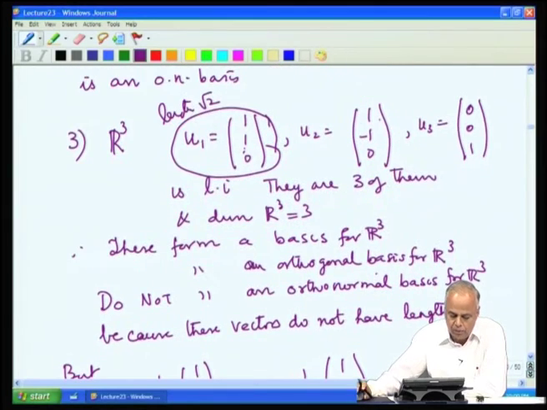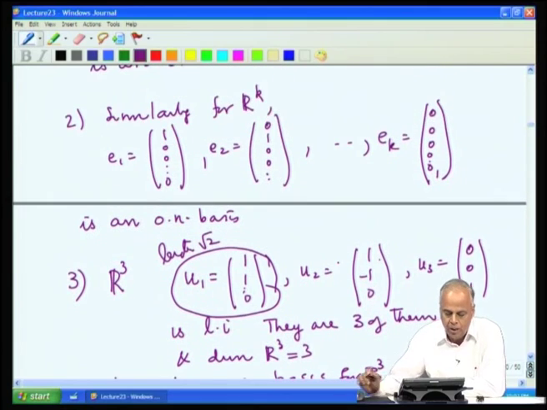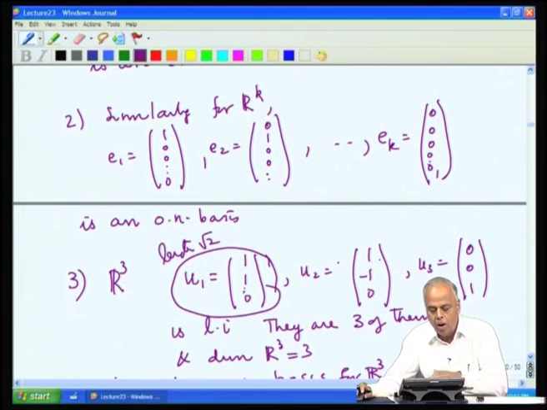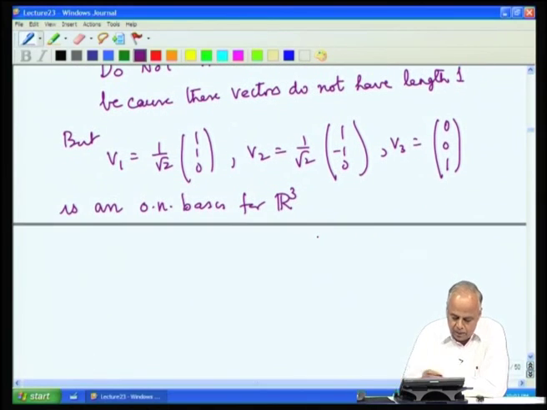So, even though the original vectors u 1, u 2, u 3 did not form an orthonormal basis, we have got a new basis by dividing them by their lengths. Because these vectors were already orthogonal, we needed to do only normalization. Let us now look at R 3.